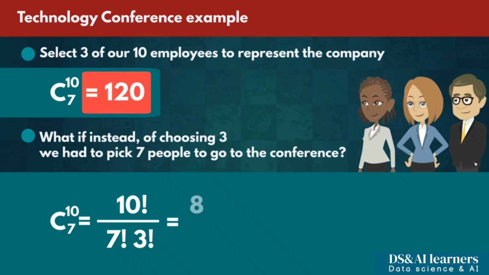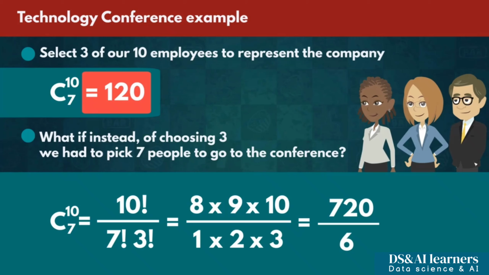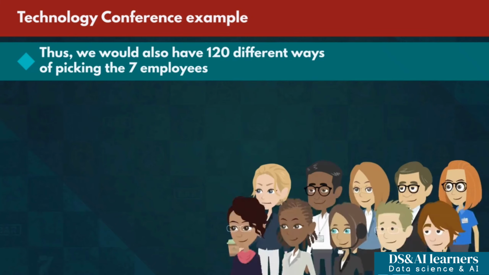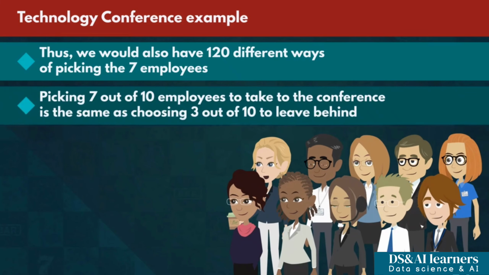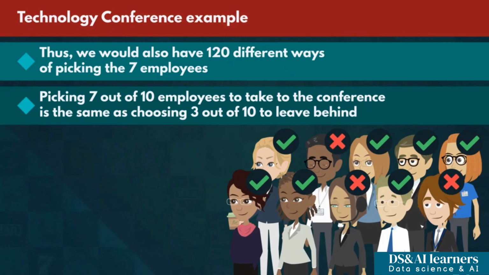That's equivalent to 8 times 9 times 10 over 1 times 2 times 3, or 720 divided by 6, which is 120. Thus, we would also have 120 different ways of picking the 7 employees. That's because picking 7 out of 10 employees to take to the conference is the same as choosing 3 out of 10 to leave behind.